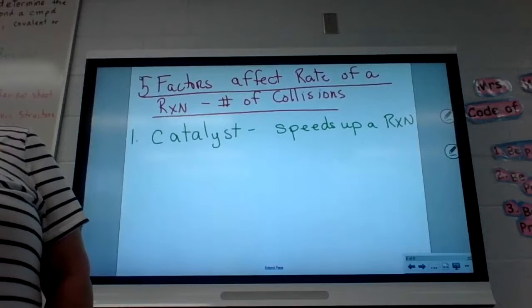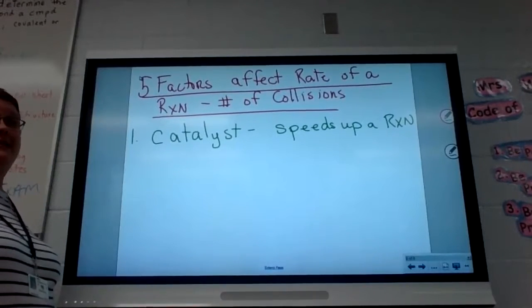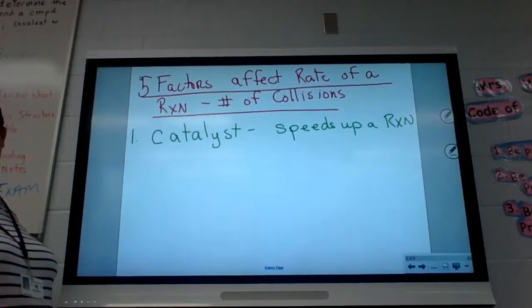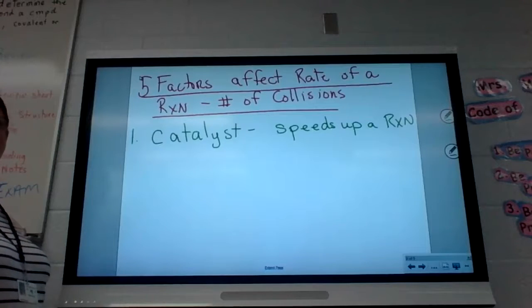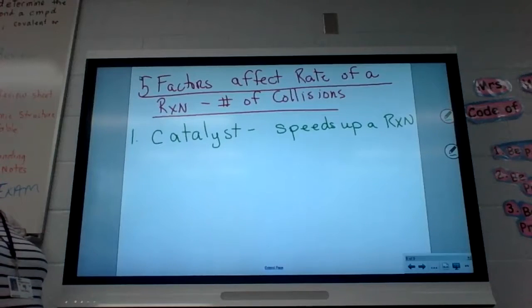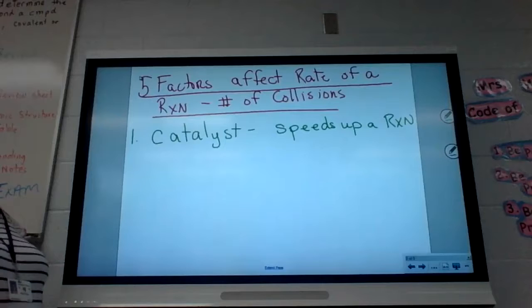All right, y'all talked about enzymes. They speed up digestion. If y'all didn't have enzymes in your stomach, y'all would be really bloated after lunch.